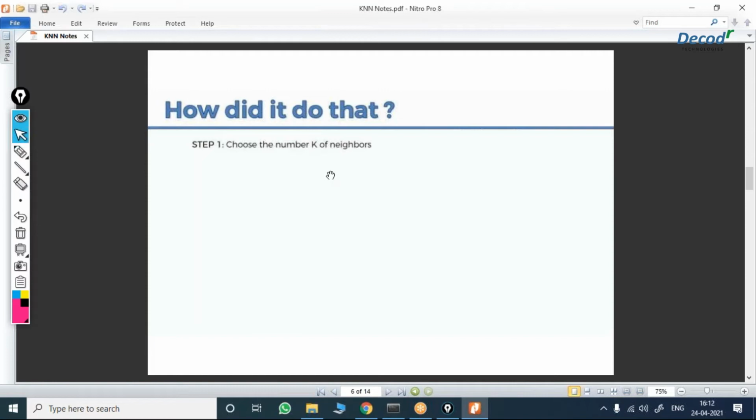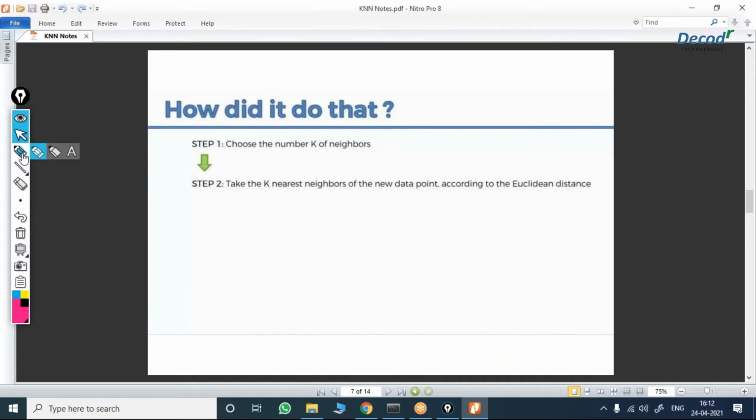First, you have to choose the K value and take the K nearest neighbors of that data point according to Euclidean distance. What is meant by Euclidean distance? Between two data points, your new data point which you want to assess, and one more old data point, you have to find the distance between these two. Whenever you have a point x1, y1, and another point x2, y2.